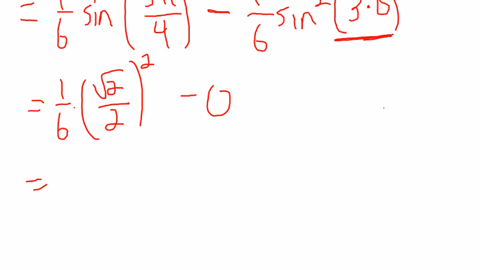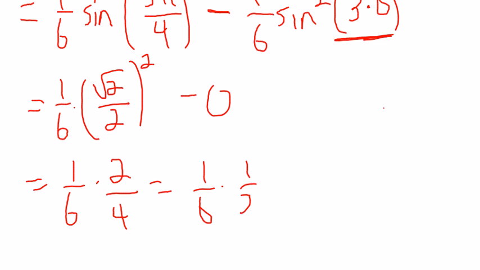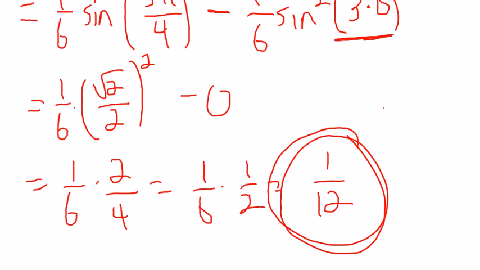Now I just need to square this. Actually, if this was the AP test, you could leave it like that. I'd almost encourage you to leave it like that so you don't screw something up. If it was a multiple choice, you'd probably have to multiply it all the way out. But, so I get 1/6. Root 2 squared is times 2. 2 squared is 4. So this is really 1/6 times 1/2, which is equal to 1/12. Ooh.